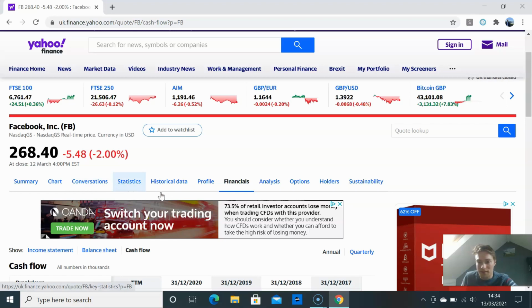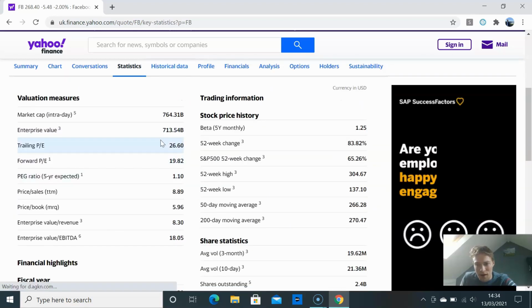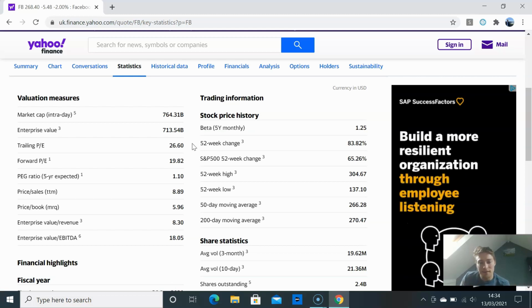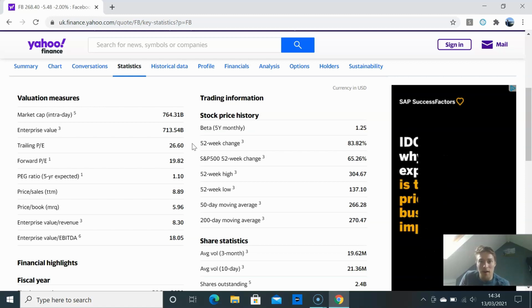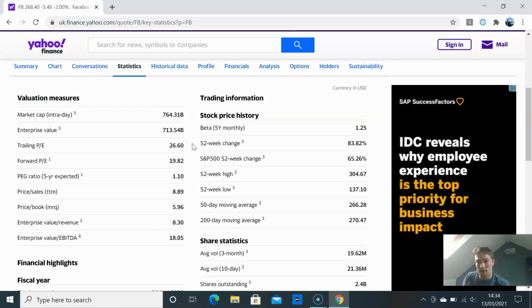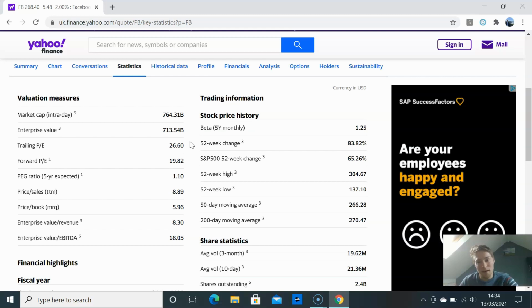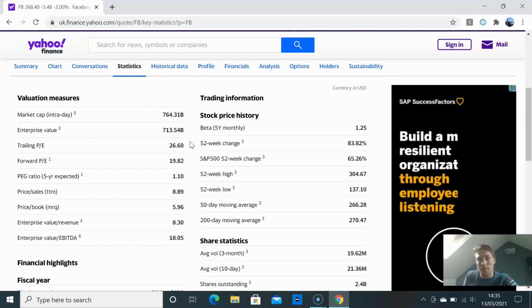Obviously, if we look at statistics here, we can see that the trailing PE ratio is at 26, and we said that the fair value in general is around about 15. So investors are happier to pay a higher price because it's a well-run company that is growing and has good future prospects with not too much debt. So obviously that's something to consider when you're looking at a stock. It might look slightly overvalued, but if it's very well run, then you might be able to justify buying it anyway because the long-term prospects are looking so good.